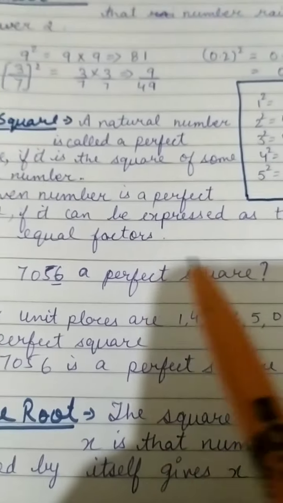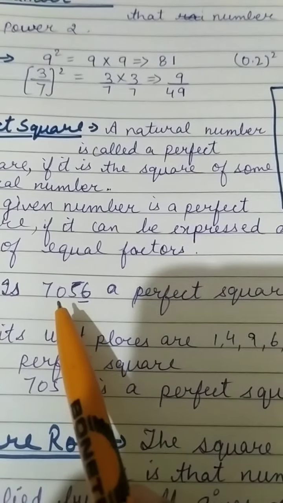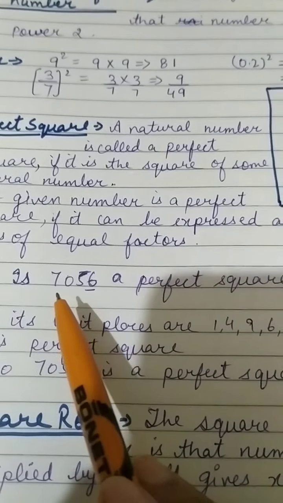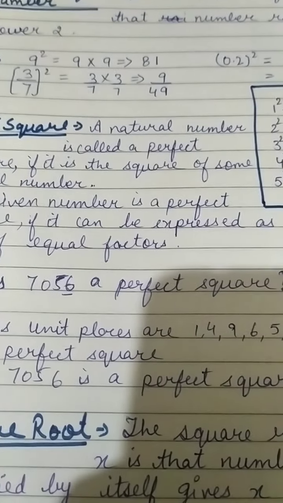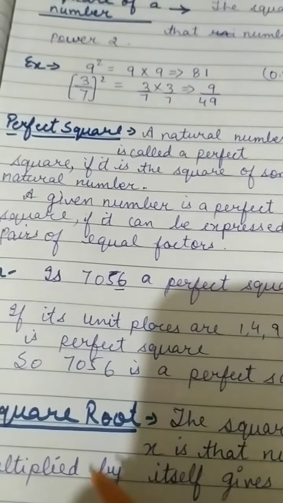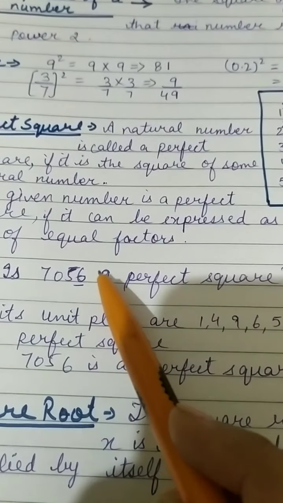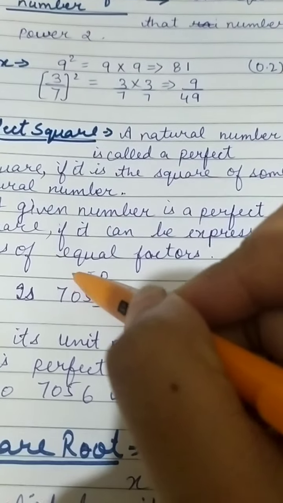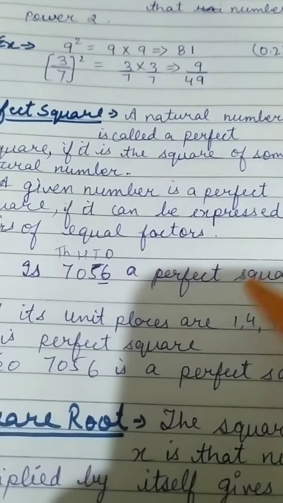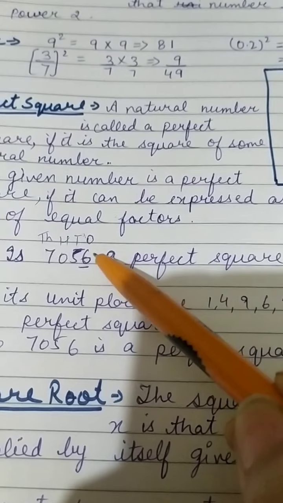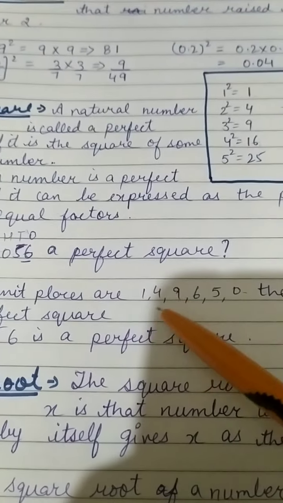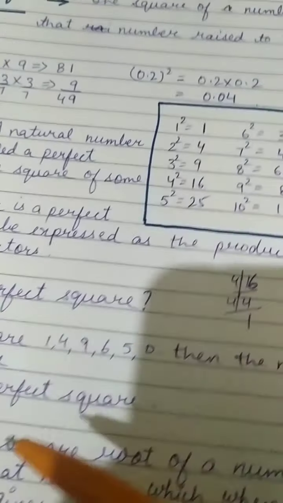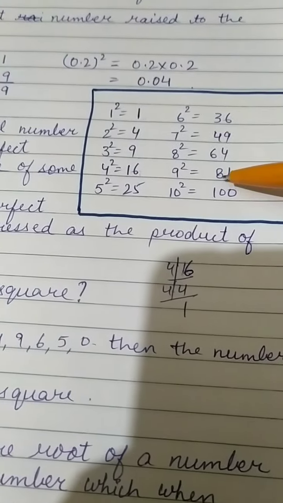Okay, so if a question comes that find out whether this number is a perfect square or not, how will you do it? You will do it by the prime factorization method. But one easy method I am telling you: see only its units place. Units place means this ones place. This is tens, this is 100 and this is 1000. So if the units place has 1, 4, 9, 6, 5 and 0, these numbers, because these numbers are perfect squares.